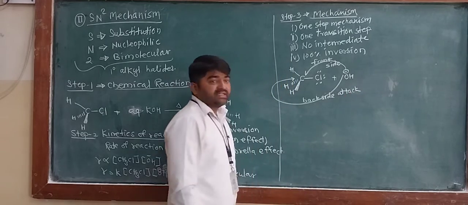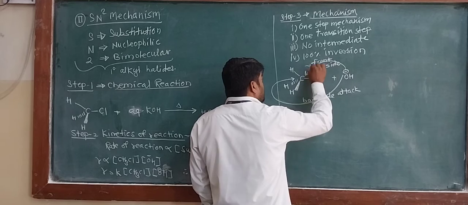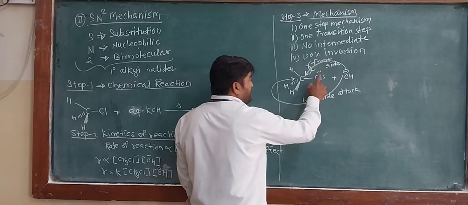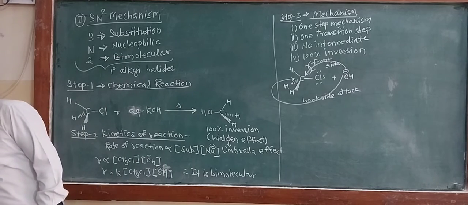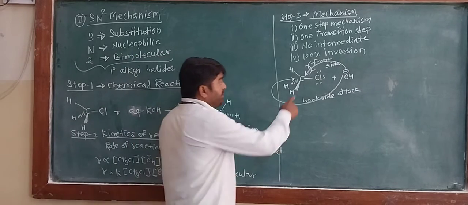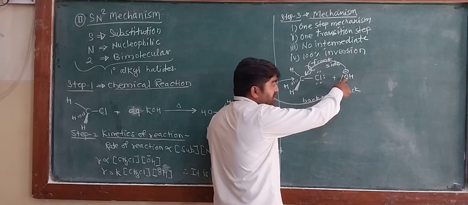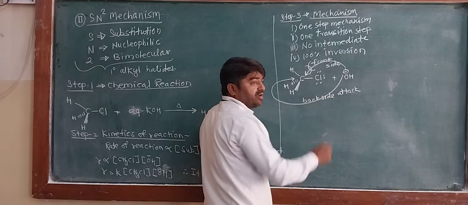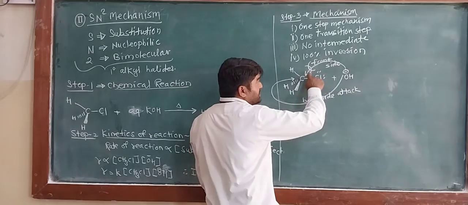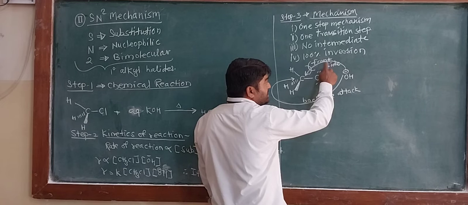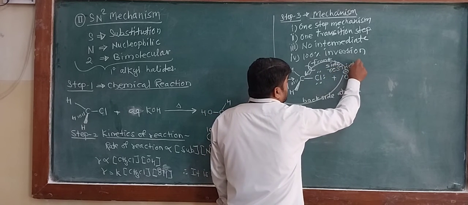Okay, so front side attack is restricted. It is restricted due to the repulsion between the lone pair of electrons present on the chlorine and the OH minus ion. So here you have a repulsion between the negative charge of the oxygen and the lone pair of electrons present on the chlorine. So there is electronic repulsion. So front side attack is restricted.